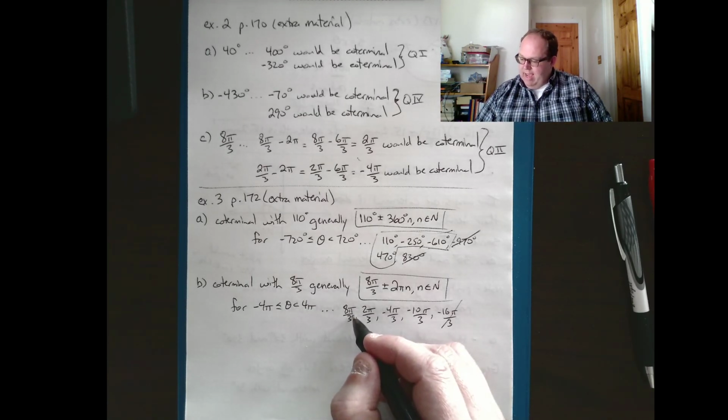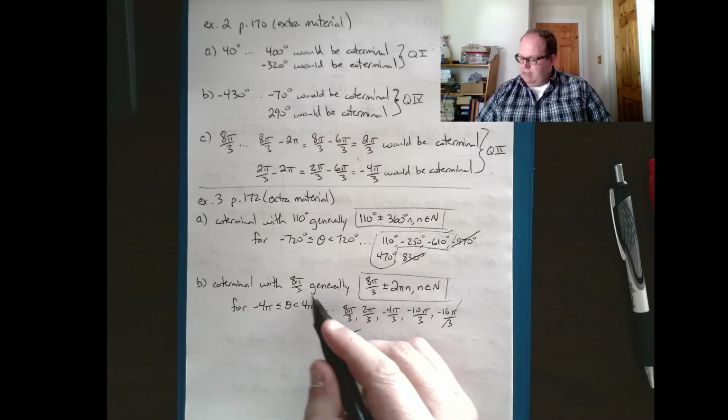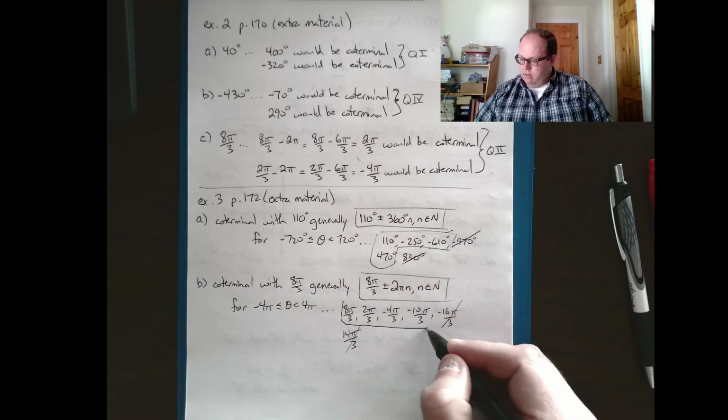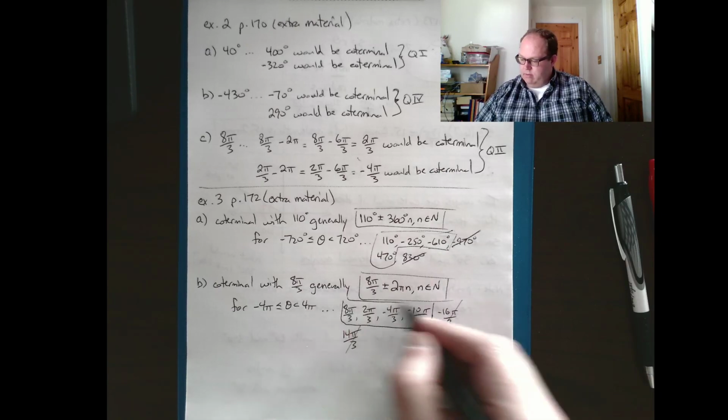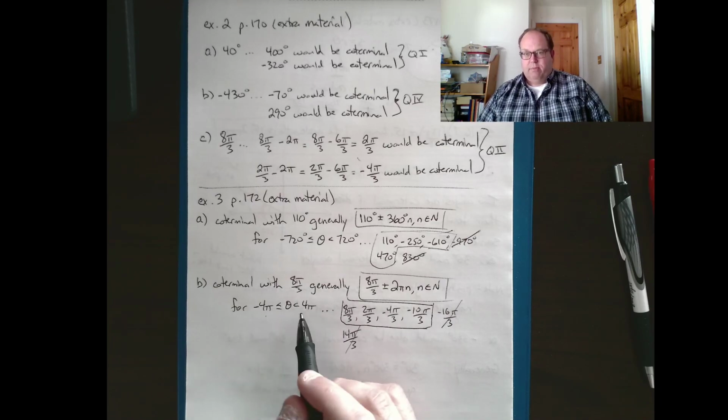And then I start adding. If I add, I would get 14 pi over 3, and since this is 12 pi over 3, that's too far. So these are my angles coterminal with 8 pi over 3 between negative 4 pi and 4 pi.